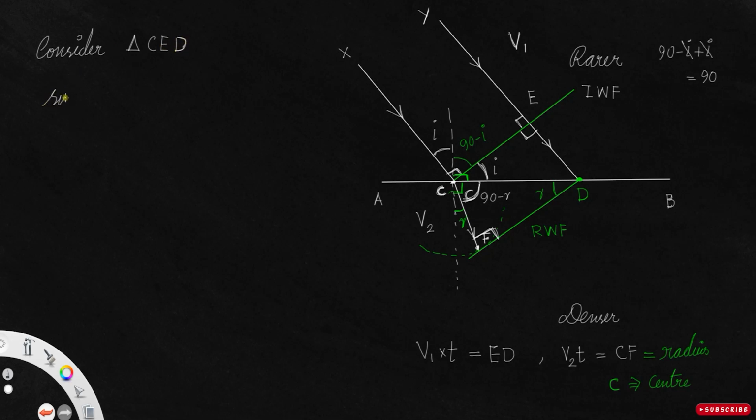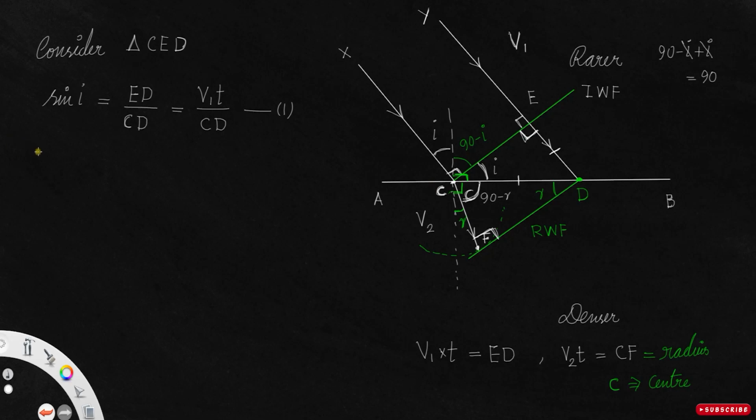When I take sine of angle of incidence in that triangle, that is sine I, we know by the definition of sine of an angle, sine I is opposite side by hypotenuse. Hypotenuse will always be opposite to 90. Side opposite to 90 is this one. So sin I is ED divided by CD. Clear? But we know ED is equal to V1T by CD. Let's put that as equation number 1.